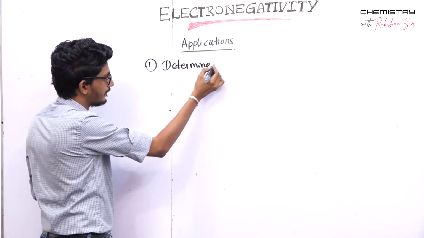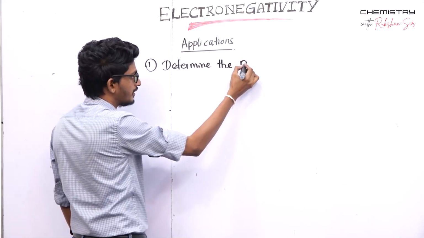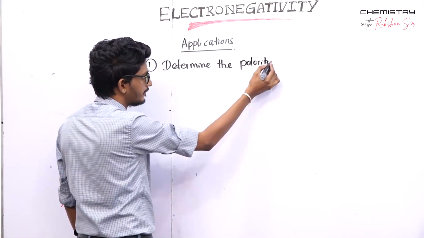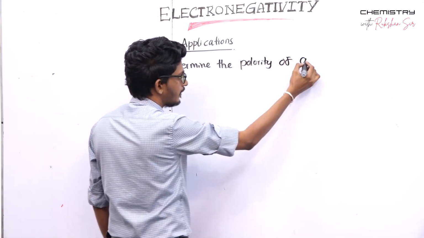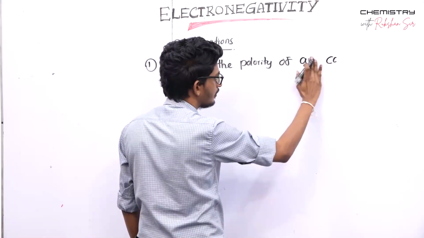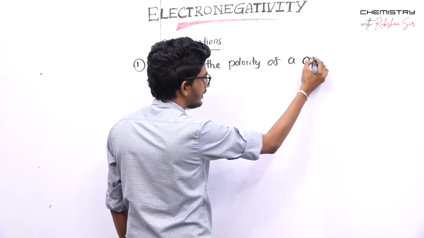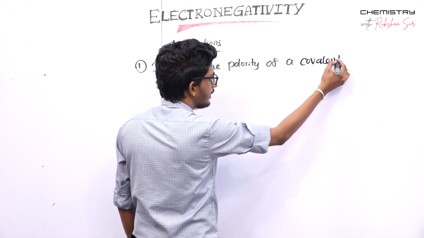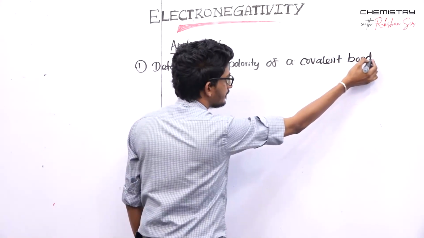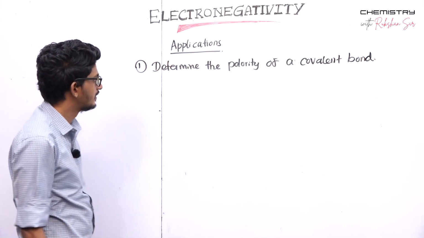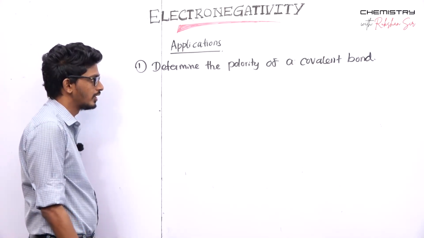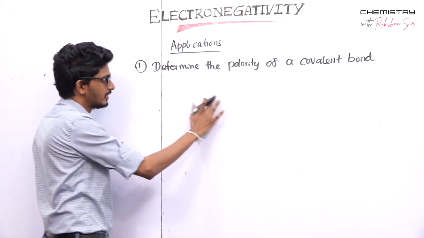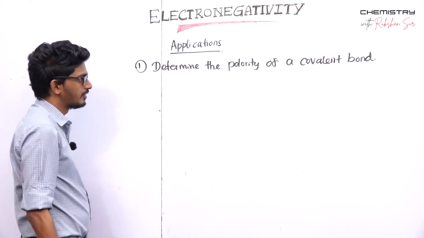Determine the polarity of a covalent bond. Let's discuss what this polarity of a covalent bond is. So let's think of a situation like this.